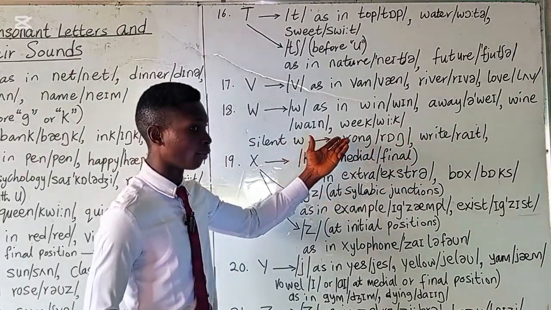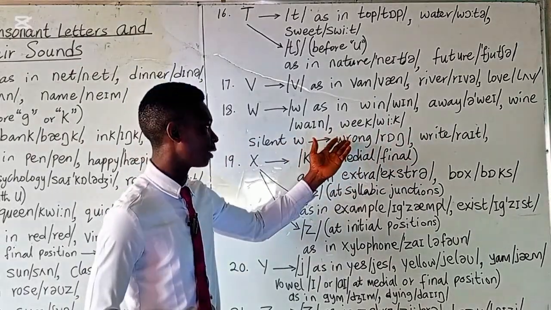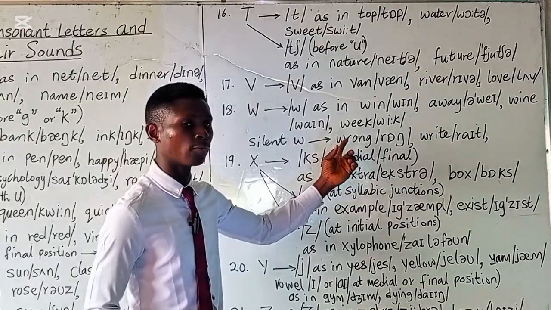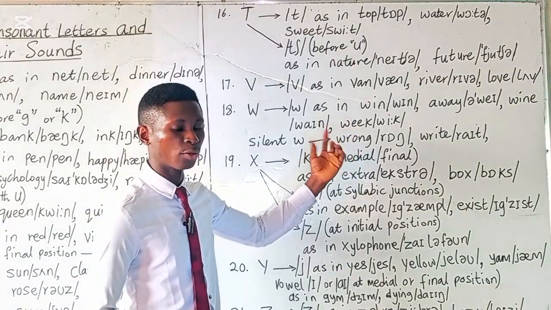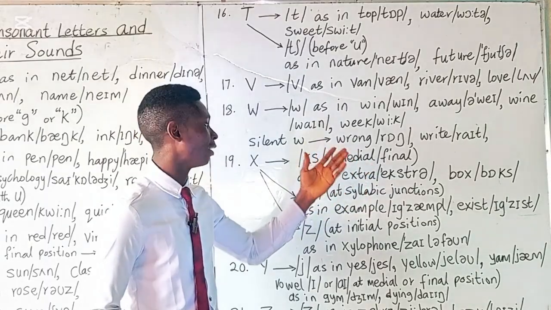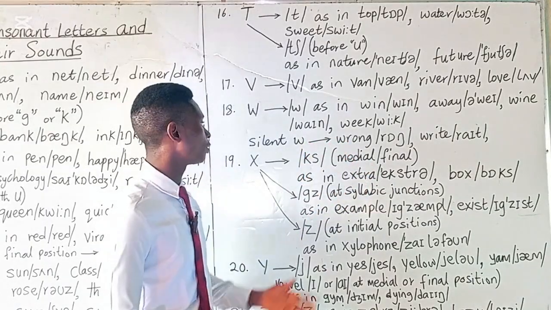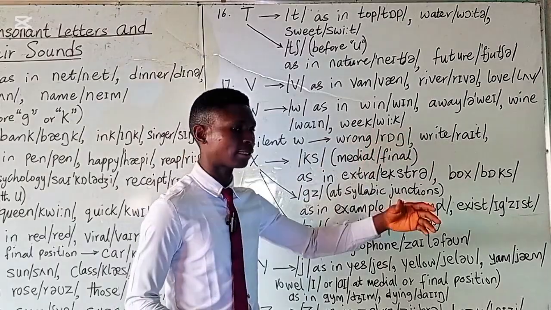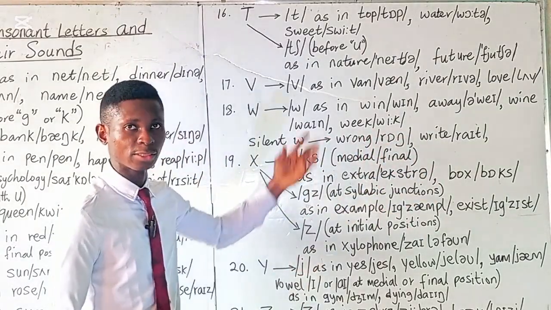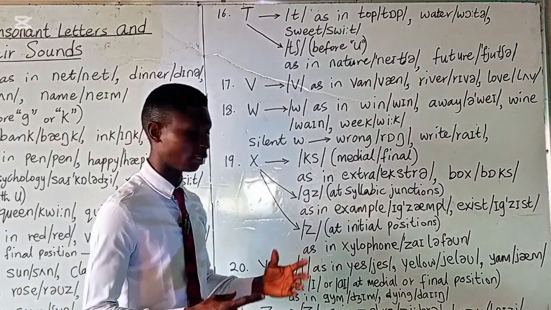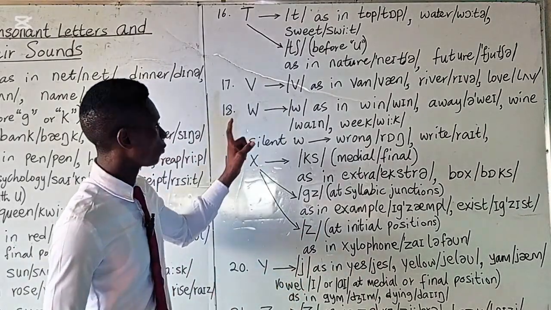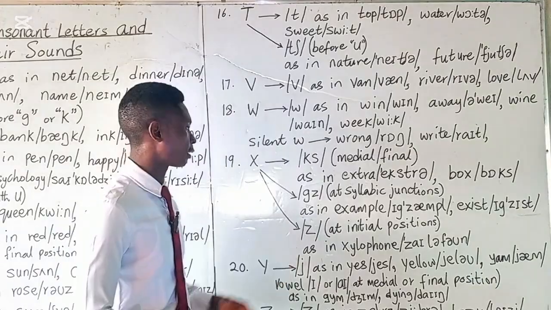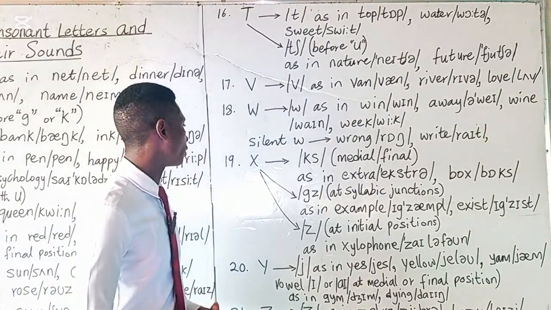Here, the liquid sound dominates. In the combination WR, we are going to hear the R sound instead of the W sound. So here we have wrong, right. We have other words in this manner, written, and so on. So, take note of this kind of combination.